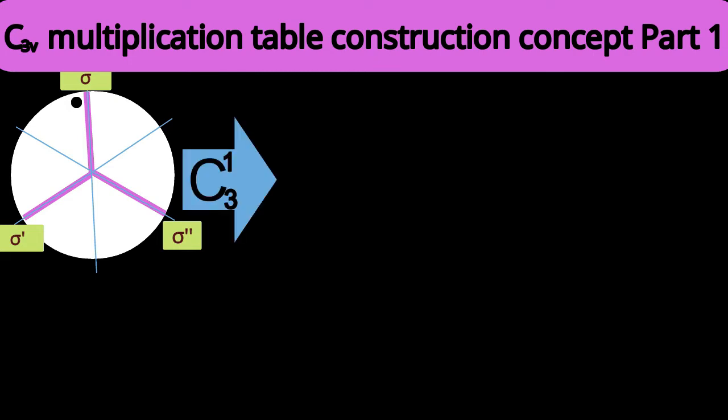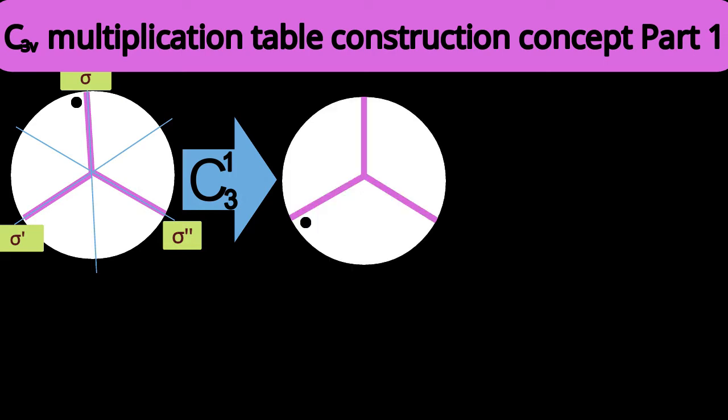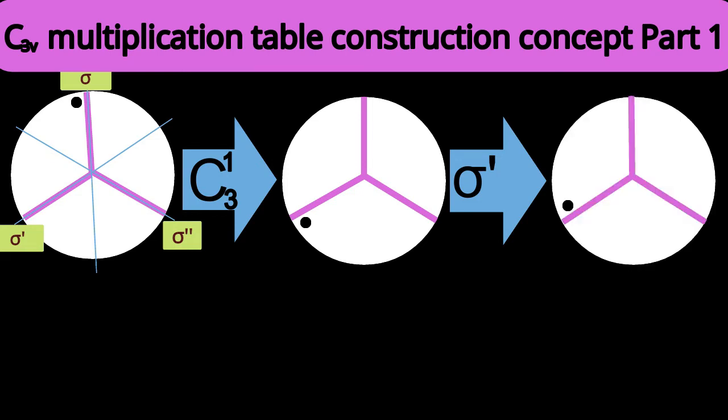If I perform the C3-1 operation, meaning rotation by 120 degrees, that black knot will come towards the left bar. Where? Upside or downside? Right, downside. We are right. Let us reflect this molecule through the plane sigma dash. Sigma dash is a left side plane. After reflection, will that knot go upside of the left bar or remain there only? Right. It will go upside.